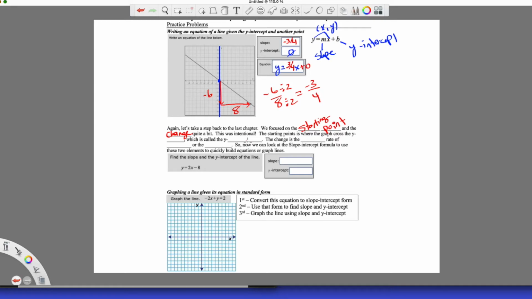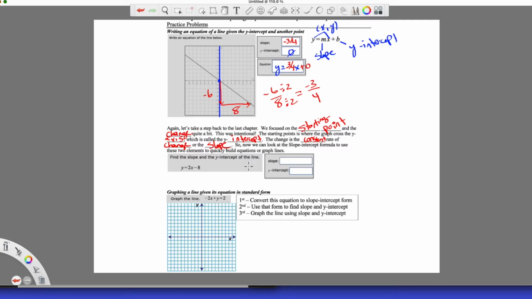So the starting point is where the graph crosses the y-axis, which we call the y-intercept. So just like this one, this is our starting point. Where does it cross that y-axis? And the change is the constant rate of change, or the slope. That's another way to kind of refer to it.